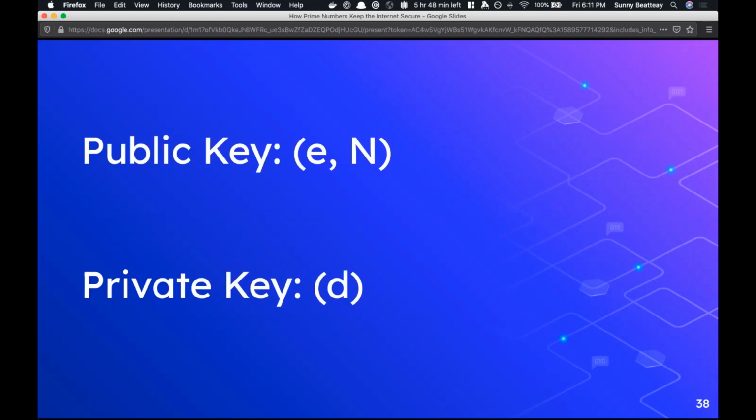So remember these letters right here, E, N, and D. I'll be using these a lot because this is the notation, the vocabulary of the RSA protocol. They use these single letter variables a lot. I know it's not the best thing, but it's just what they use. So I'll be using E, N, and D a lot. Just keep those in mind.